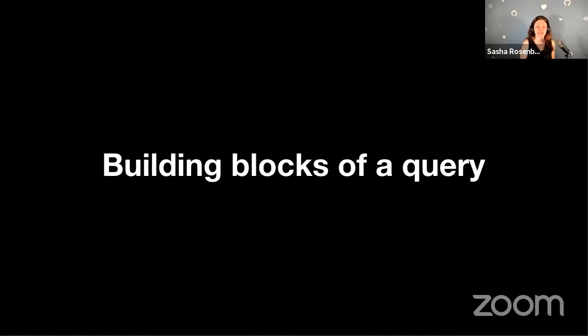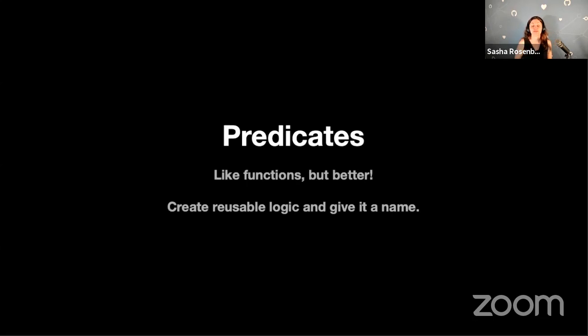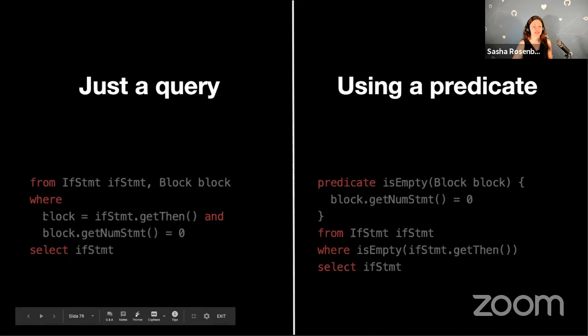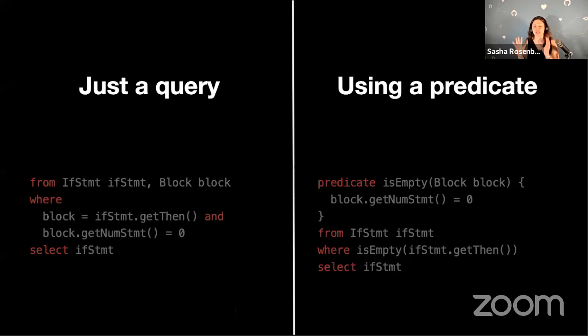So let's talk about the building blocks of a query. So we have predicates. Predicates are essentially functions that take arguments and return true or false, right? So it's a logical statement, and we can define this logic and give it a name. So we could run the same statement as just lines of code in here, or we can define it with a predicate, which allows us to give it a name and then reuse it, right? So in this case, I'm defining a predicate which says is empty, and it takes block as a parameter, and then it will say block.get number of statements equals 0. So it will return to me all the blocks in which number of statements is 0.